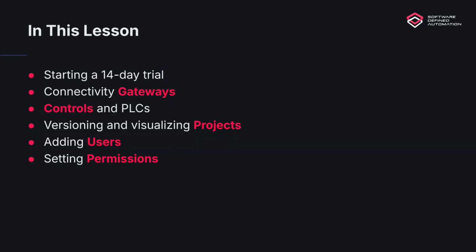In this video, I'm going to cover the basics of how to get started with software-defined automation's platform. First, we're seeing how to start a 14-day trial and how to access the SDA web console. Then, we're covering the main industrial assets that are managed by our platform. These are connectivity gateways that are part of secure remote access, and controls on PLCs, which are essentially the same, and how to create, version, and visualize projects in the web browser. After that, I'm introducing the overall user management interface, and that's how to onboard new users and how to set different permissions at user or device level.